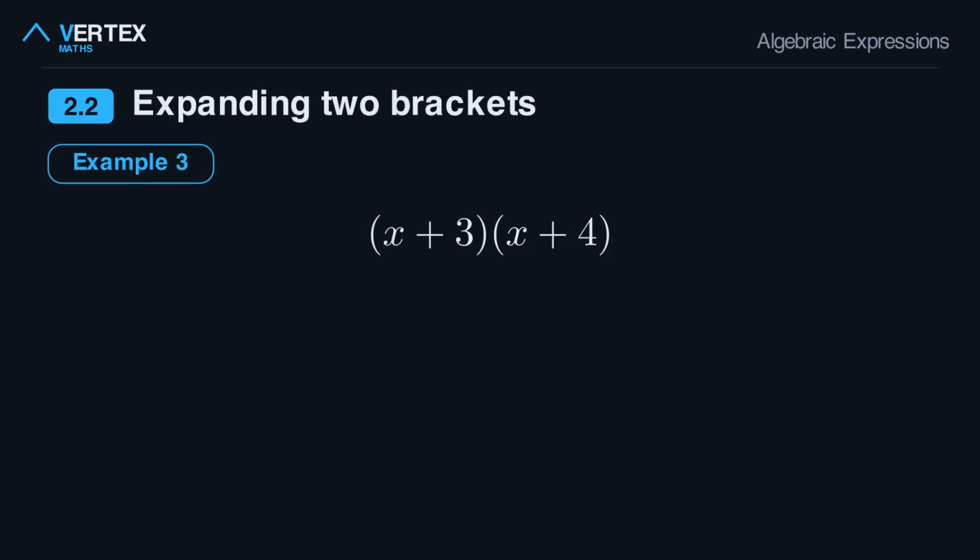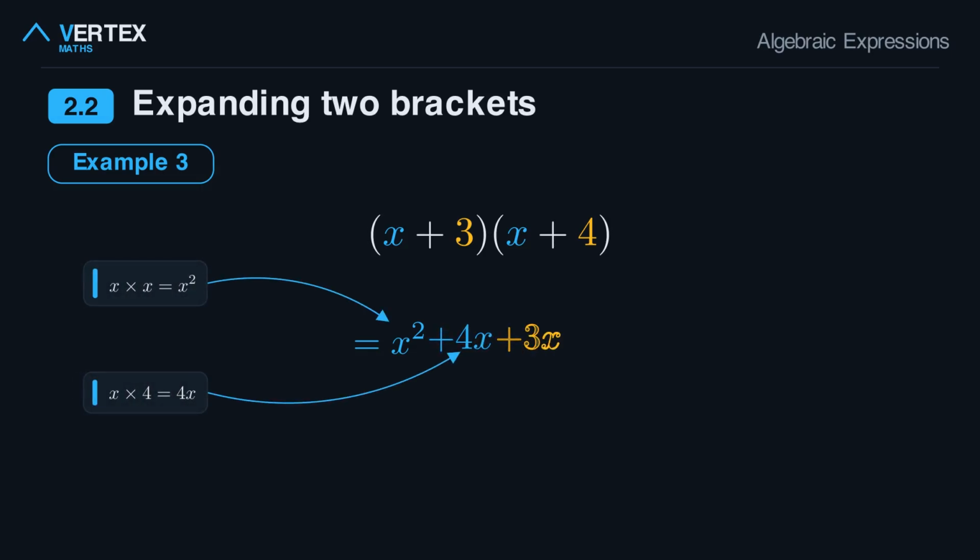When expanding two brackets, every term in the first bracket must multiply every term in the second bracket. With two terms in each bracket, that is 4 multiplications in total. The arrows show which terms pair up. X times x gives x squared by the index law. X times 4 gives 4x.